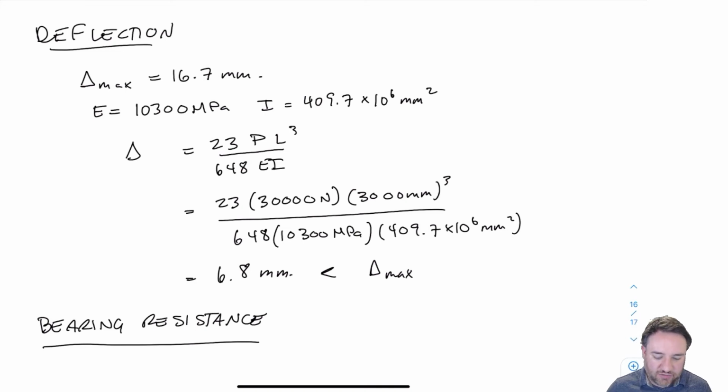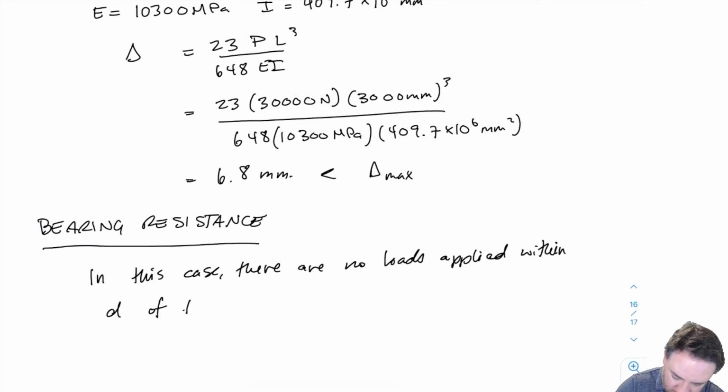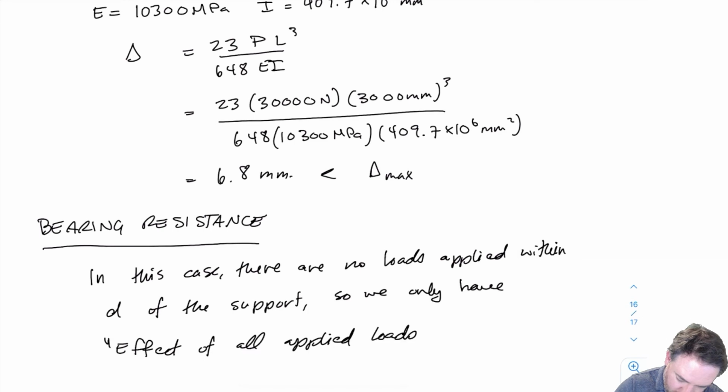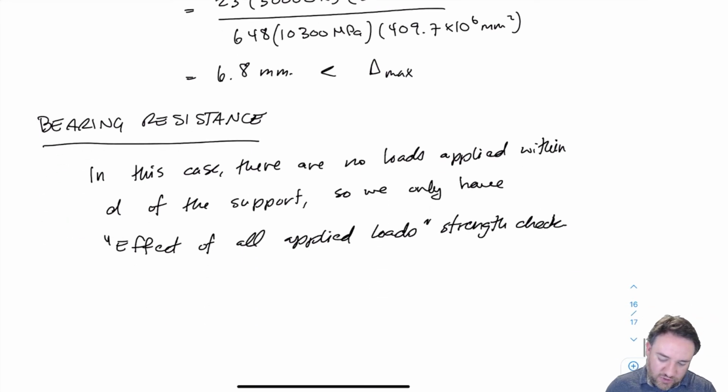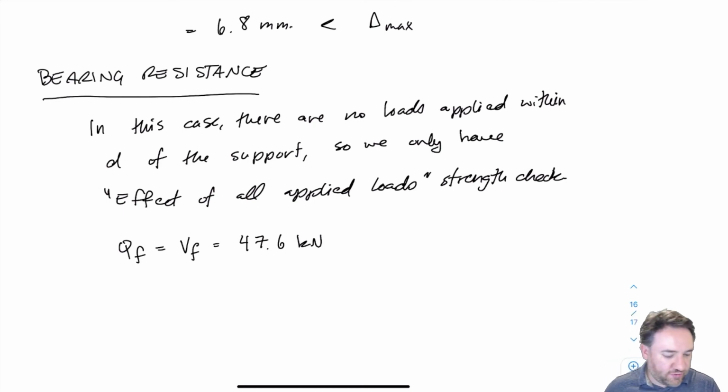And I haven't provided any bearing data for where the loads are being applied to the beam, so I'm just going to ignore those for the purposes of this example. So I'm just checking where the beam support is. Okay, so we're only going to do the effect of all applied loads check, and our applied load for that is basically equal to the end shear, which is 47.6 kilonewtons. That's our total factored lateral resistance on the beam.